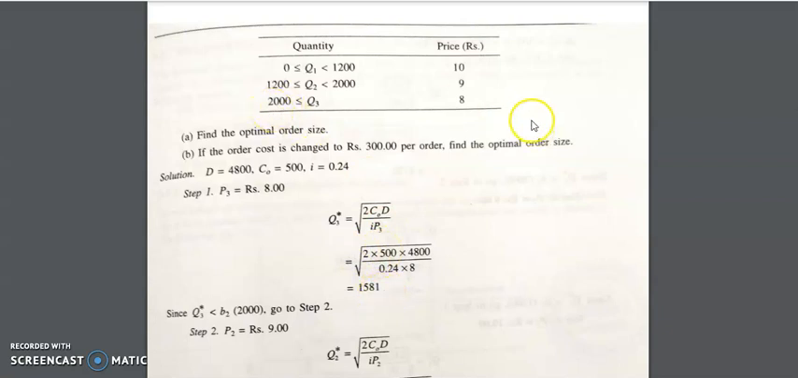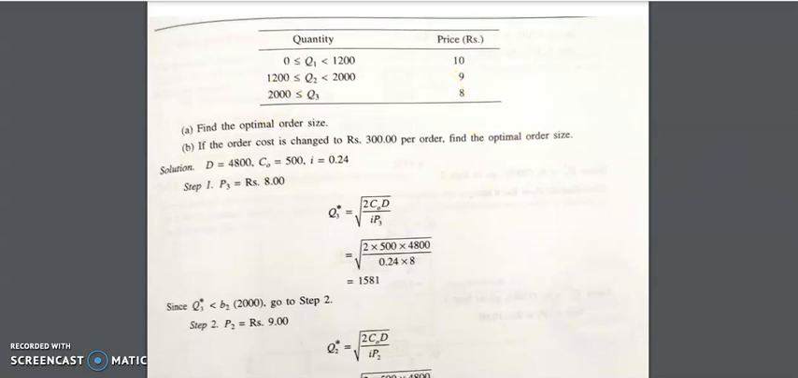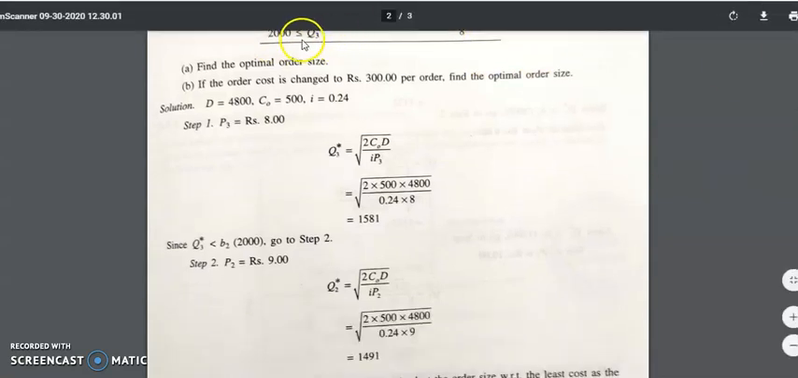So again, this 8000 may not be an economical order quantity. So again, we need to check the quantity for Q2, and here it is lesser than 2000. So in step 2, when it is not meeting the criteria of more than 2000, again you have to go to Q3, which is less than B2.